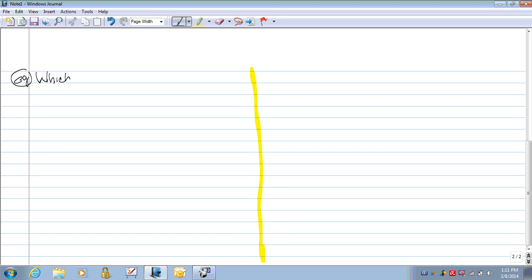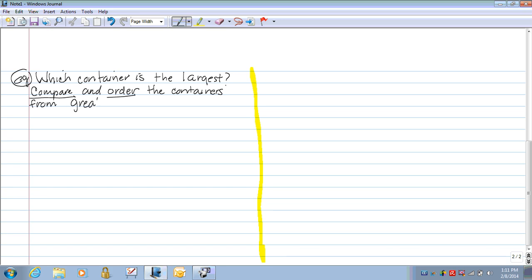Which container is the largest? Compare, here's our verbs, and order the containers, and this time we are going to compare and order them greatest to least. Push pause. Let's draw our chart.